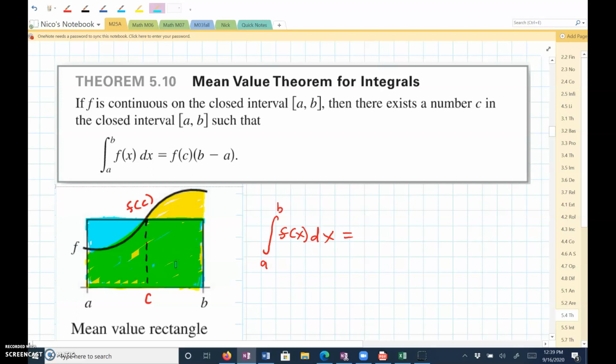Where the area of this rectangle should be equal to the area underneath the curve. There's going to be some c value where f of c is going to be the height of that rectangle, and then b minus a, that's going to be the width. So this is the height, this is the width. The height times the width of that rectangle is going to be equal to the area underneath the curve. And this is known as the mean value theorem.